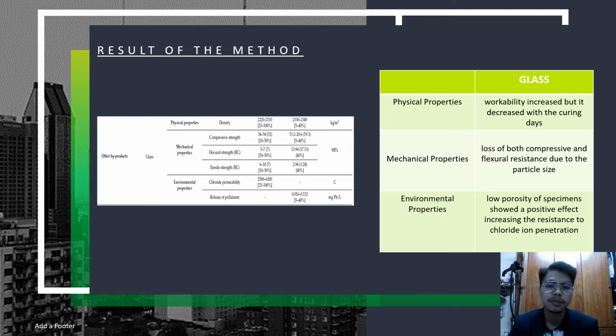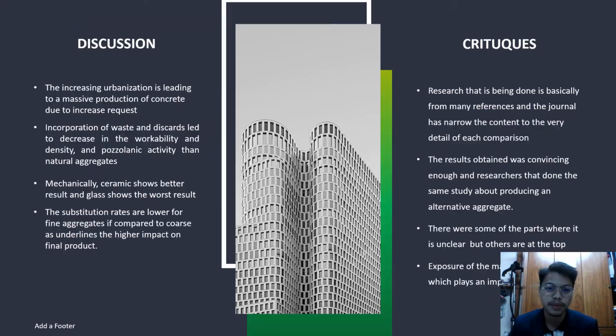Low porosity of specimen shows a positive effect, increasing the resistance to chloride ion penetration. The low porosity and the finer size of glass particles integrated in concrete have positively affected the resistance to chloride ion penetration. As a discussion, the increased urbanization is leading to a massive production of concrete due to the increased requests, which use aggregate that give an effect on the non-renewable resources.